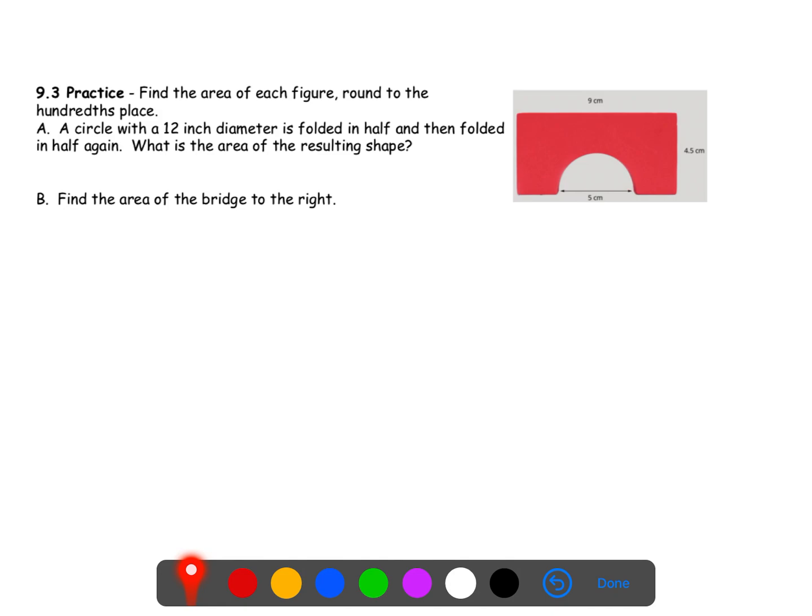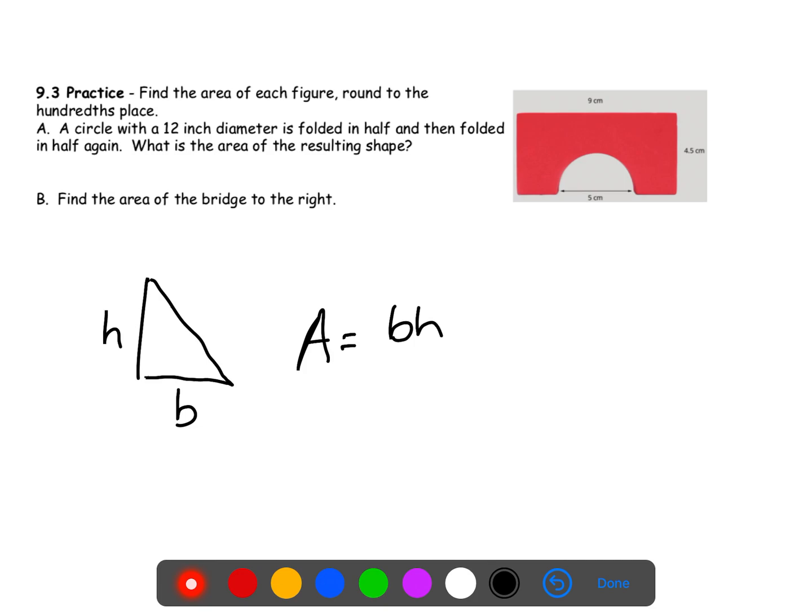All right, what I also wanted to review is finding the area of a triangle. Remember, for the triangle, we need to know those two perpendicular measurements. So the base and the height is what we would call it with a triangle. And if we multiply to get the area of a triangle, we take the base times the height, which gives us too big of a shape. We only want half of it. So divide it by 2 or multiply by half for the area of that triangle.